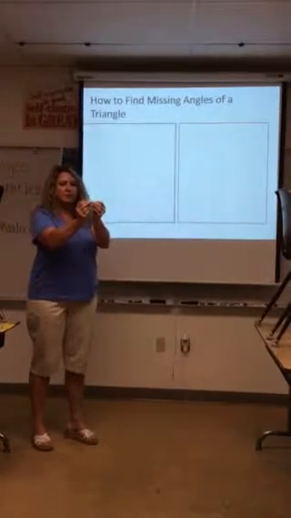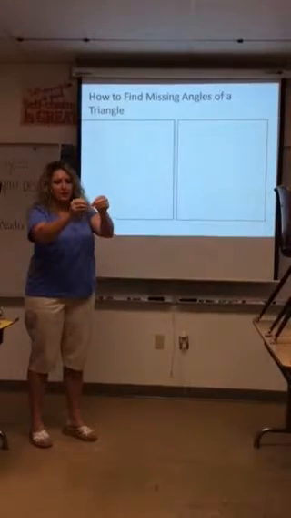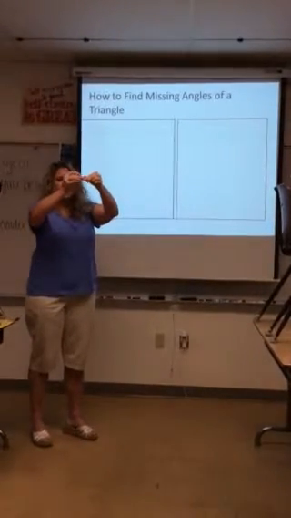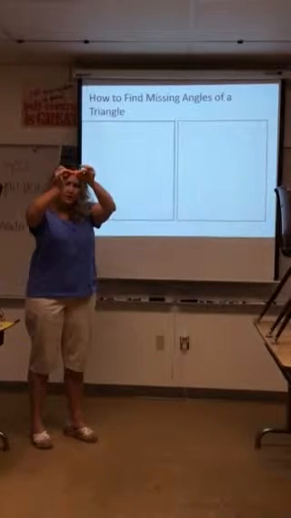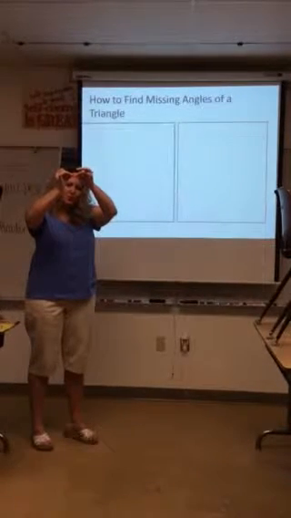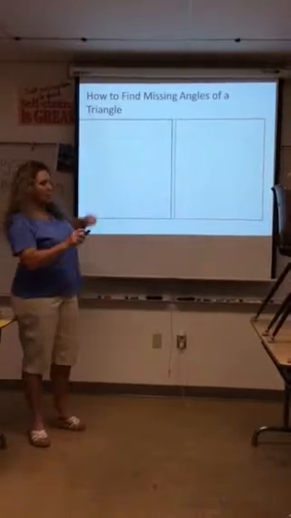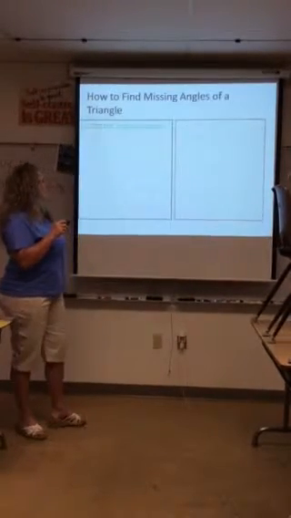Okay, you have the three angles. If you arrange these so forth, without them overlapping, they will make a straight line. And a straight line equals 180 degrees. So knowing that, we're going to find the missing angle.